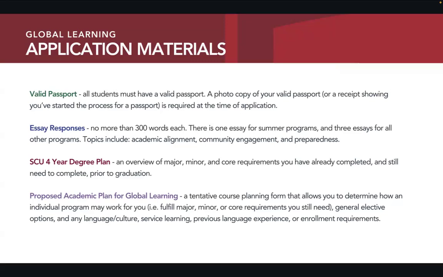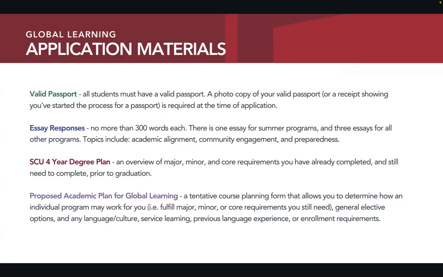Essay responses. Depending on the term they're applying for, they may have one essay question or three, but they're more like prompts, no more than 300 words each. And the topics that they're focusing on are academic alignment, community engagement, and preparedness. So really just the student is looking into the program, why it works for them, why they're excited about it, how it fits into their goals.